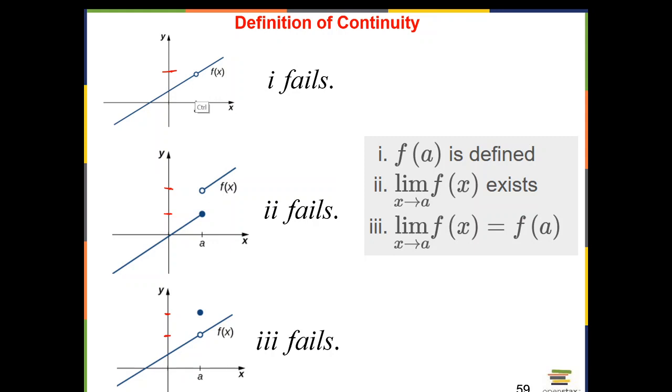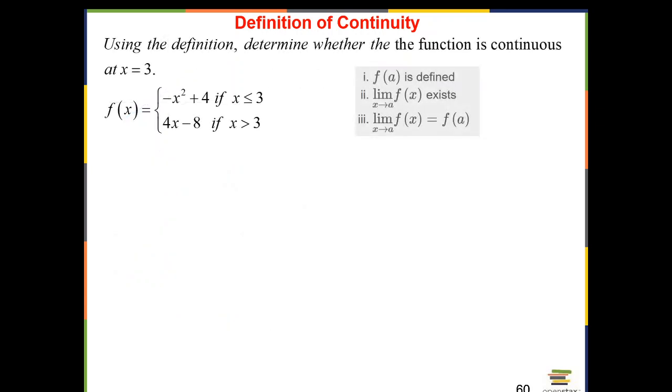The discontinuity is not removable because f at a is not there. We cannot change the definition of f at a because it's not there. All right, so those are the three types of discontinuity.